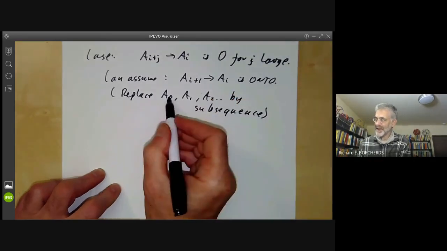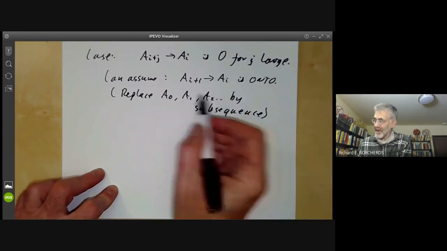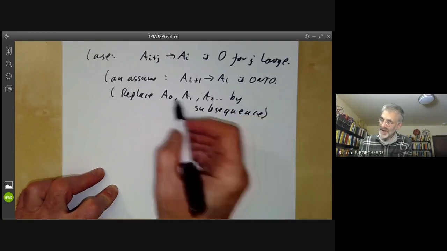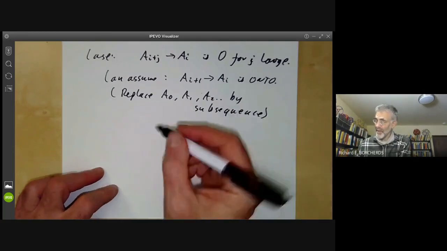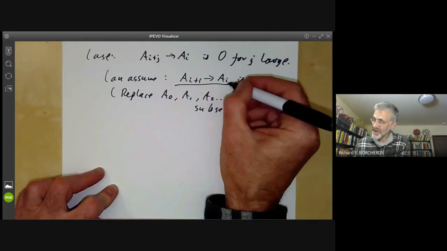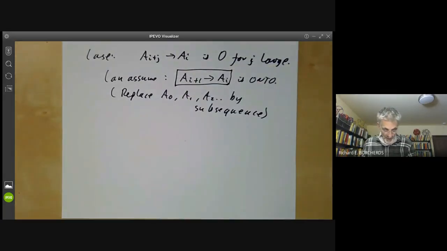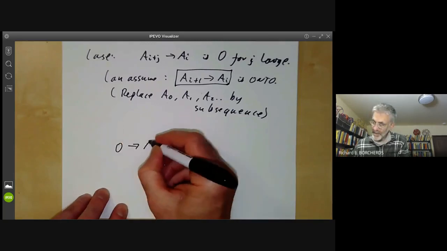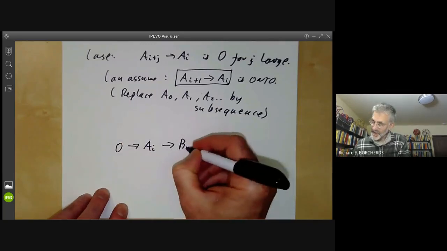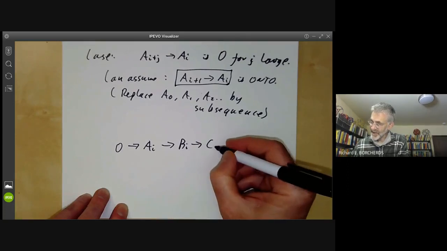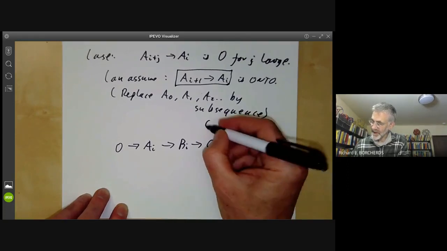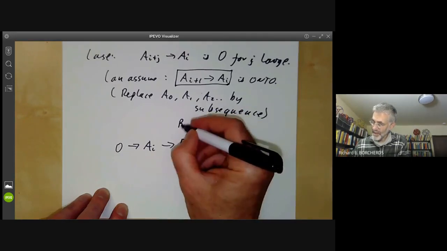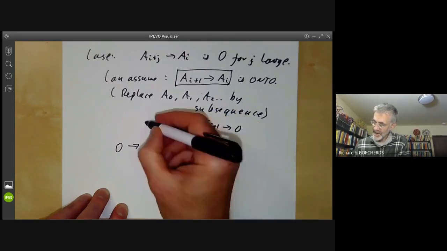So we can pick A_0 and then pick a different A_1 to be the first element such that the map to A_0 is 0 and so on. So we can assume this condition here. And now we need to use a different argument to show that the limit of the B_i mapping to the limit of the C_i is onto. So here, as before, we've got this exact sequence.